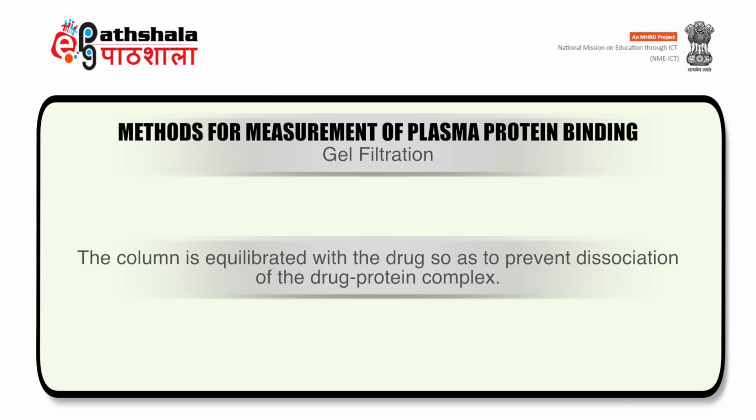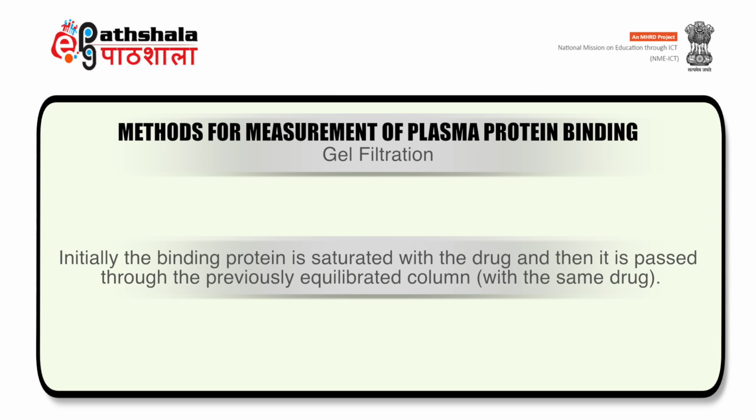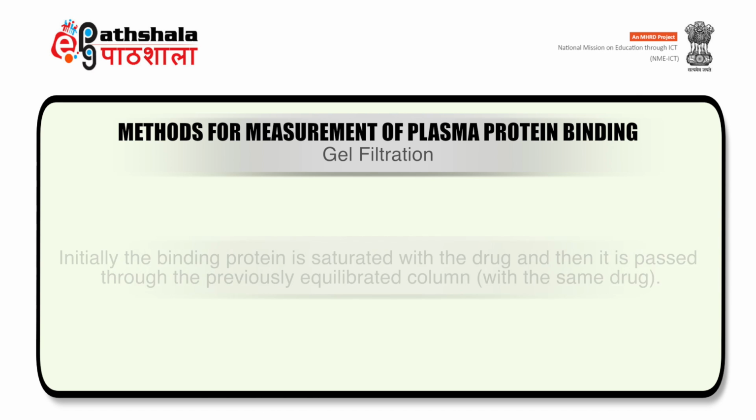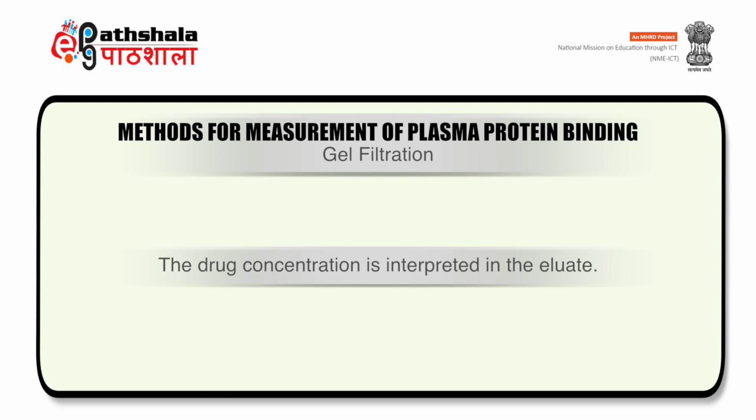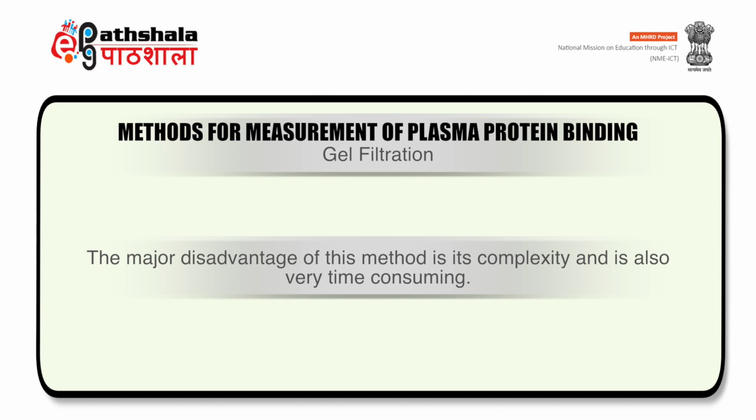The column is equilibrated with the drug so as to prevent dissociation of the drug protein complex. Initially, the binding protein is saturated with the drug and then it is passed through the previously equilibrated column with the same drug. The drug concentration is interpreted in the eluate. The major disadvantage of this method is its complexity and time consumption.